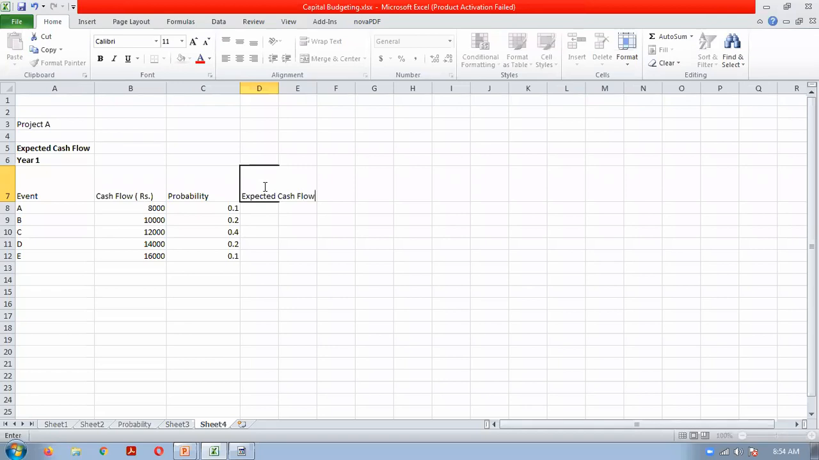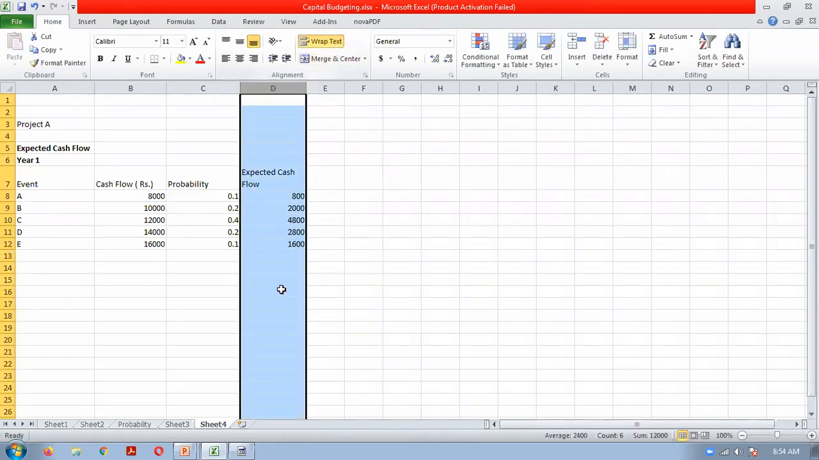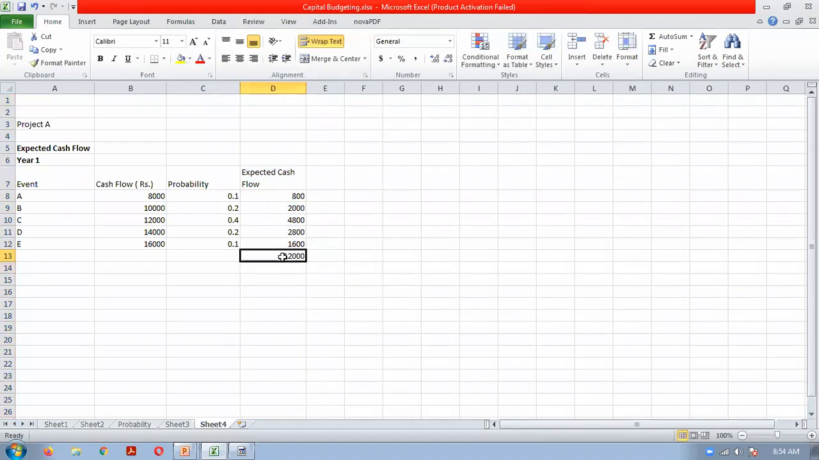So expected cash flow. How will we get the expected cash flow? 8,000 into probability value. Okay. So do the total of this, you will get the mean cash flow. This will be the cash flow which we will take in our solution. So NPV we can calculate like this. Only 2 cash flows will be there: initial investment and first year. Initial investment 10,000, first year 12,000.